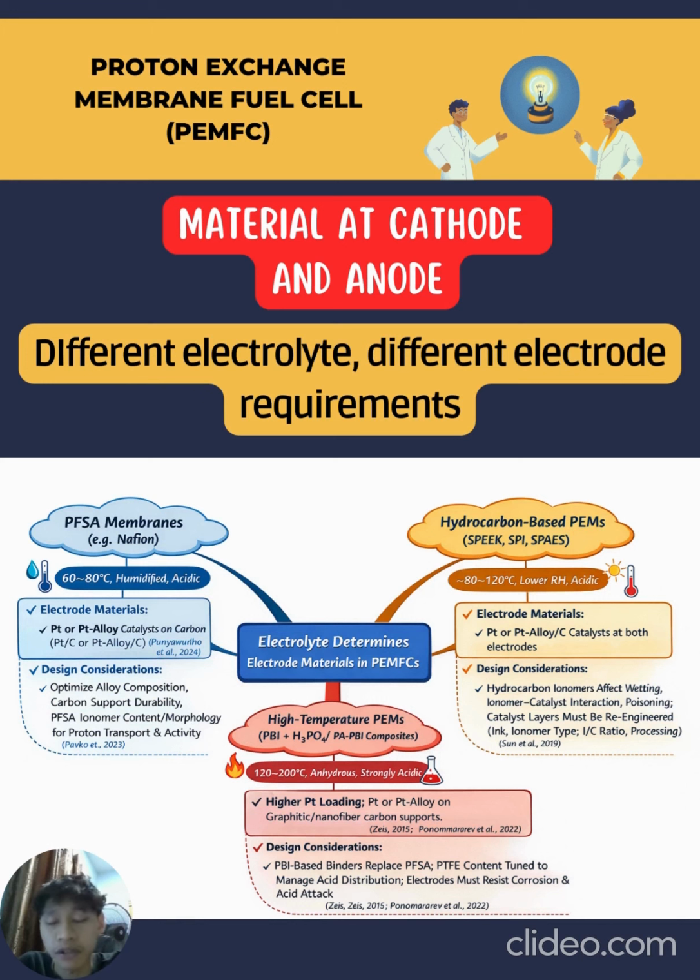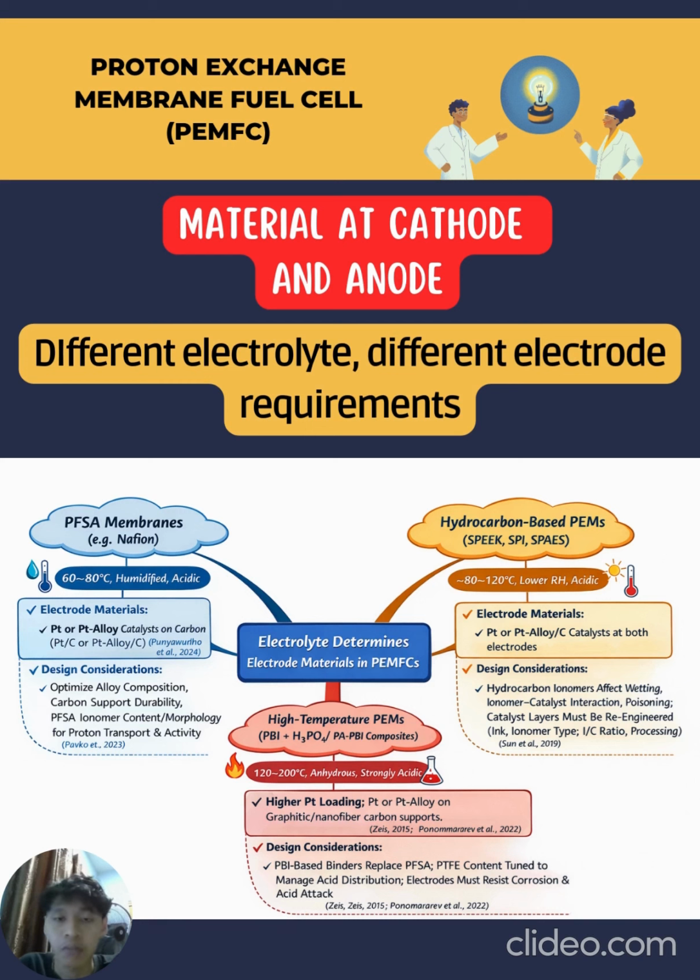So the material selection is influenced by the electrolyte used in the fuel cell, as it defines the operating temperature, humidity requirements, and also the acidity. The first electrolyte used in this fuel cell is perfluorosulfonic acid, PFSA membranes, such as Nafion. These operate at 60 to 80 degrees Celsius under humidified and strongly acidic conditions.